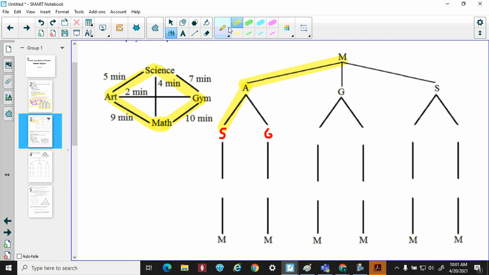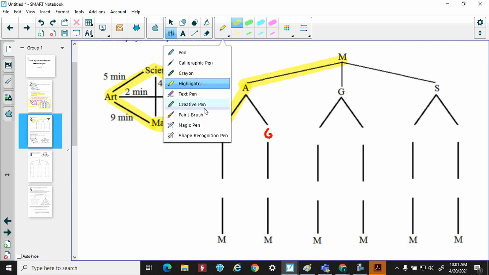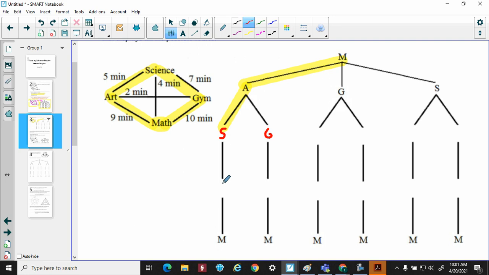So if I create this branch, after going to science, I would have to go to the gym, and then I would go back to math. So this would be my route in the tree: math, science, gym, math. Notice what's highlighted in the graph itself is highlighted in the tree.